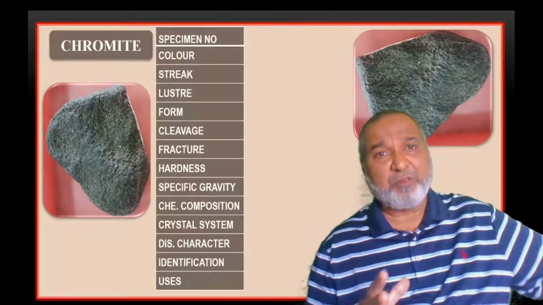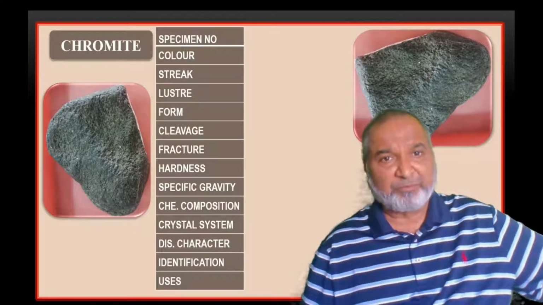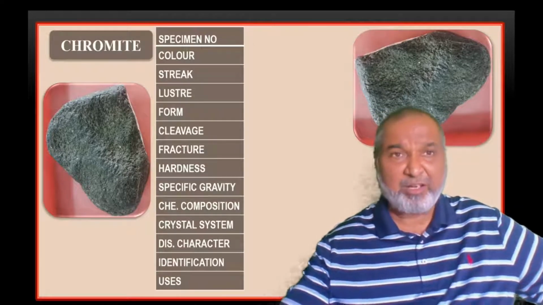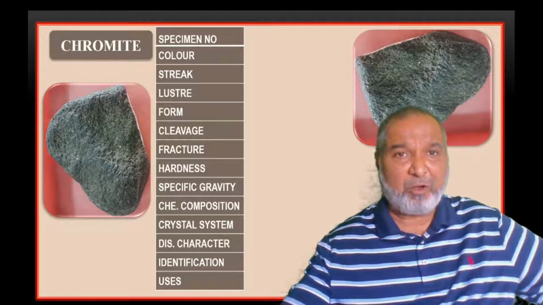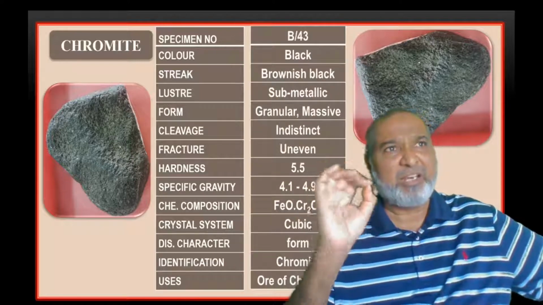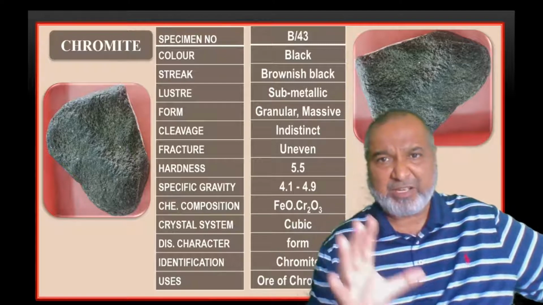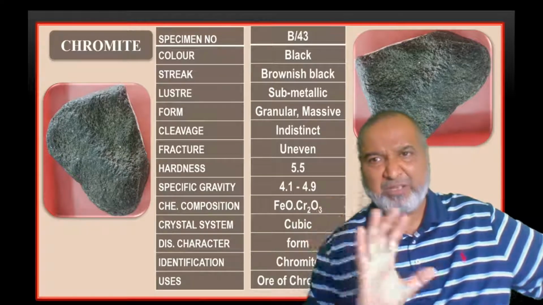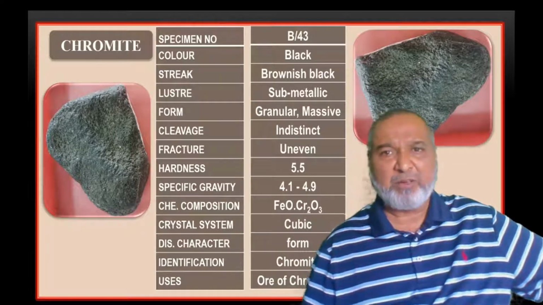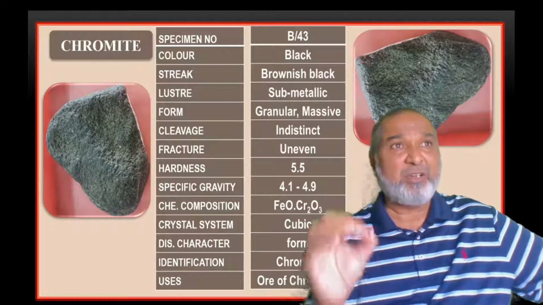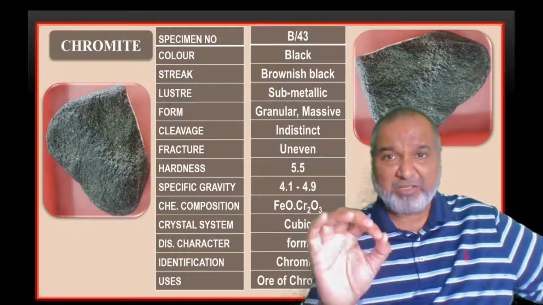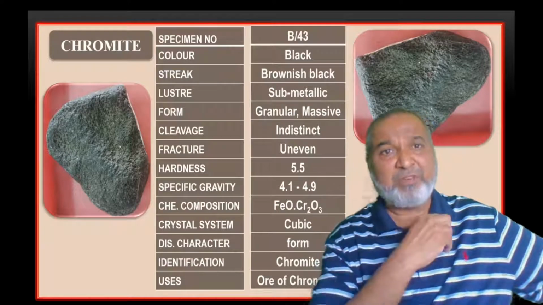Next one, very important one, chromite. Here, the important one is the granular form. With this one property, you can easily identify chromite. Color is black. Streak is also black, sometimes brownish, but normally black. Luster is sub-metallic, form granular and massive. Now, for the first time here, we have a sample.